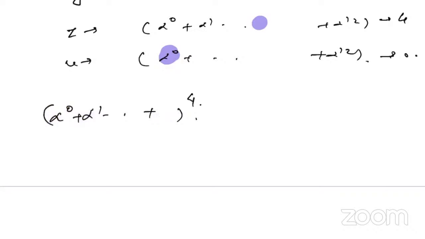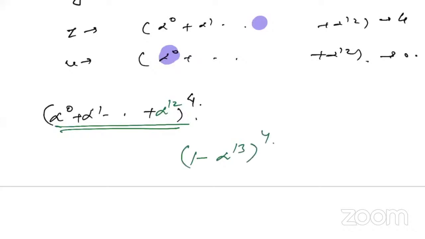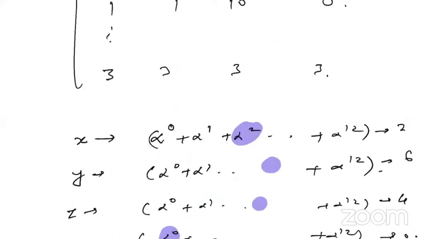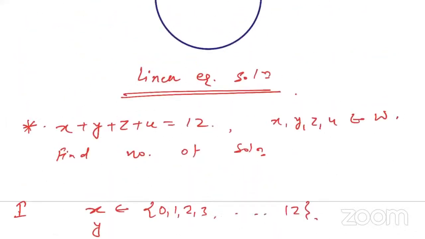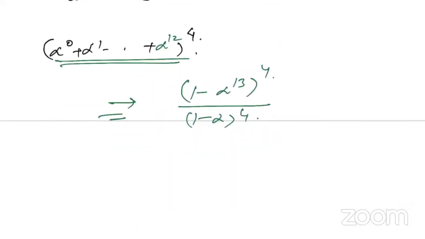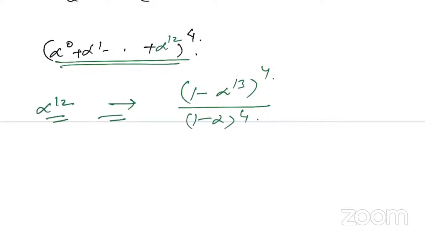In this case, the whole thing is raised to the power 4. If I expand this, I know the formula. This is the basic GP formula: (1 minus alpha to the power 13) to the power 4 upon (1 minus alpha) to the power 4. In this, what do we require? We require alpha to the power 12. So the coefficient of alpha to the power 12 in the expansion of this. Obviously, (1 minus alpha to the power 13) to the power 4 will contain only 1, and then it will go for the further terms.